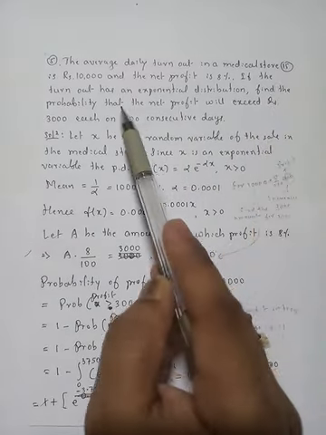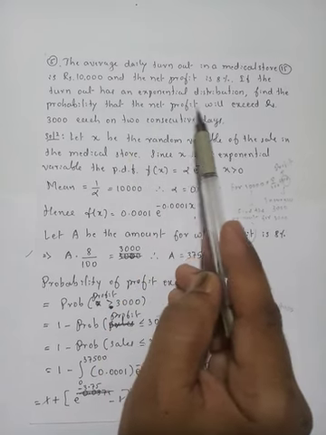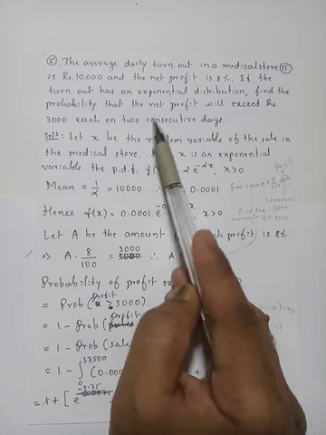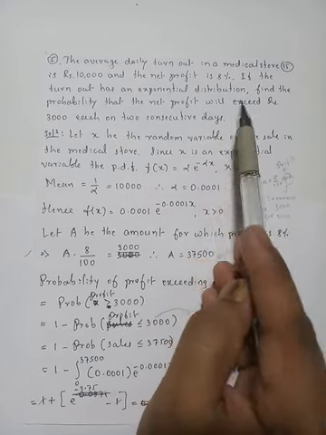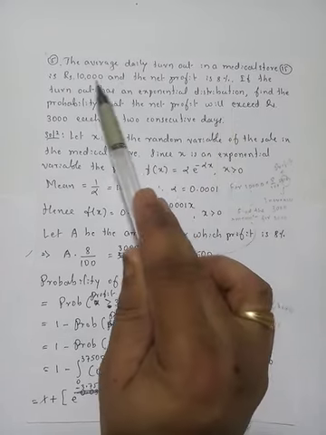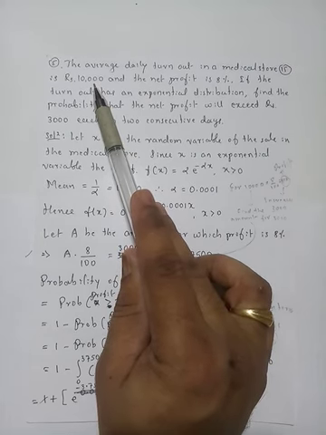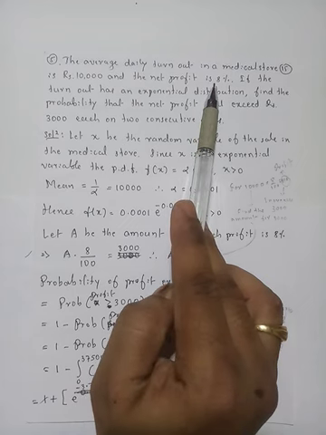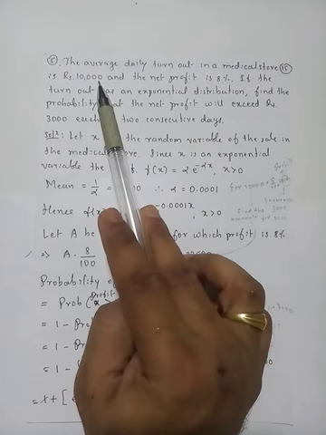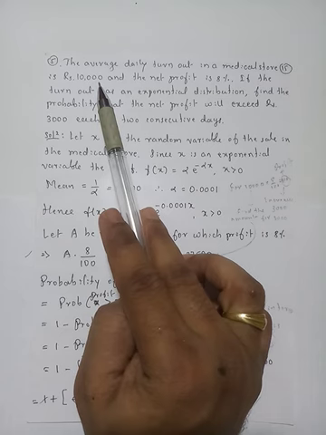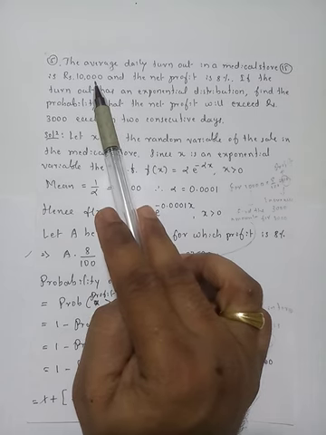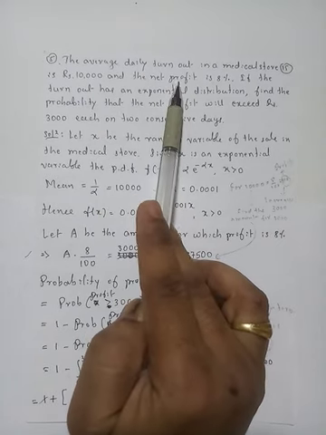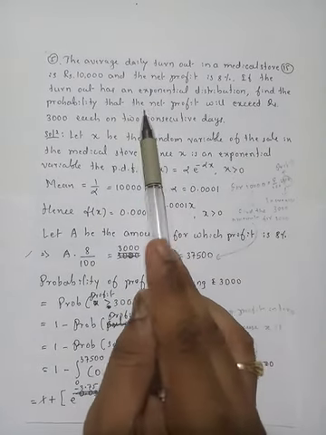The question is: find the probability that the net profit will exceed rupees 3000 each on 2 consecutive days. Till this you understood. The mean daily turnout is 10,000, and for 10,000 he gets 8% net profit. Means if he is selling 10,000, out of that 800 rupees is net profit.